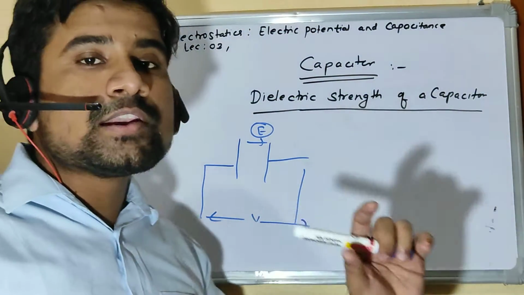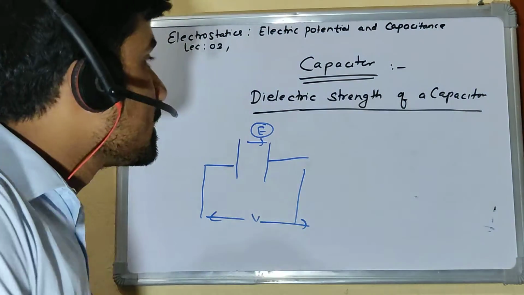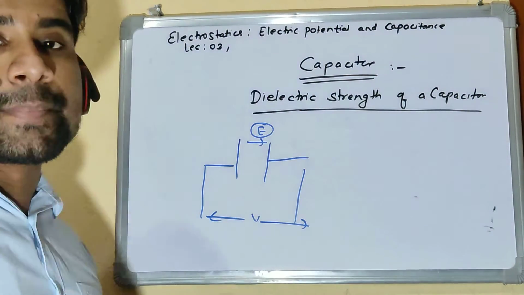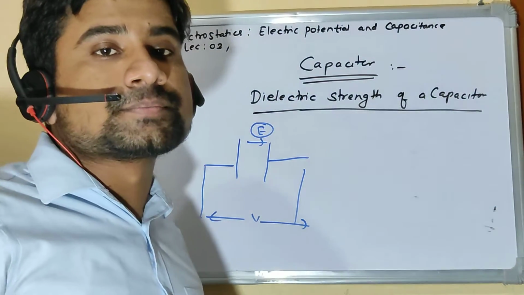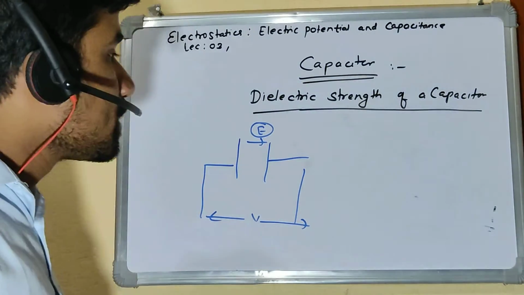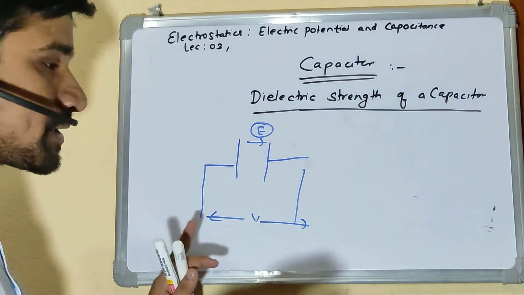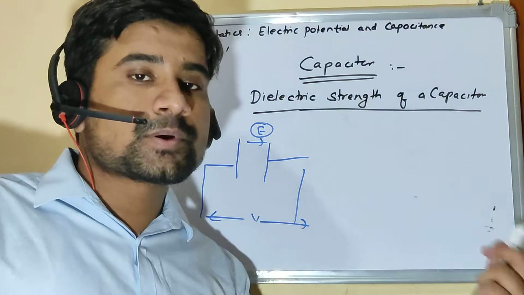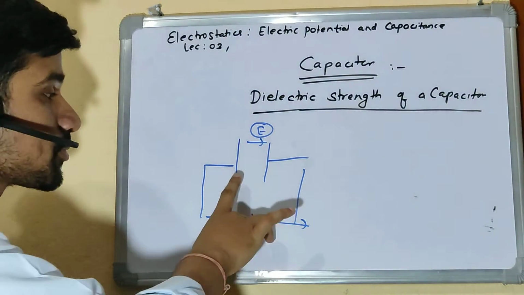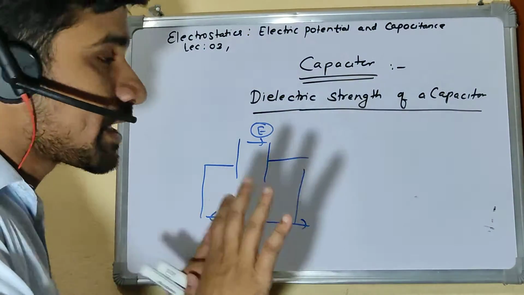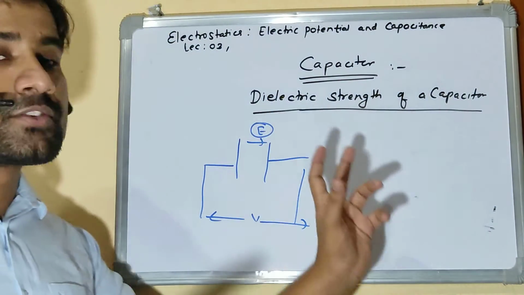So that maximum value of electric field till which this breakdown will not happen is nothing but the dielectric strength. So dielectric strength is not a property of a capacitor. Don't misunderstand. It is a property of this medium which is placed here, not of the capacitor, right? So depending on the medium, the value of dielectric strength will be fixed.